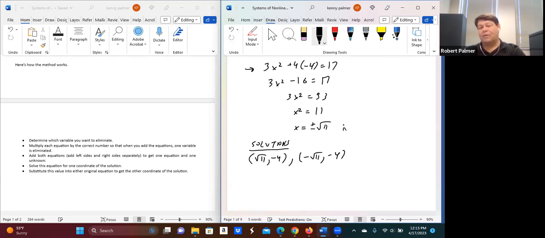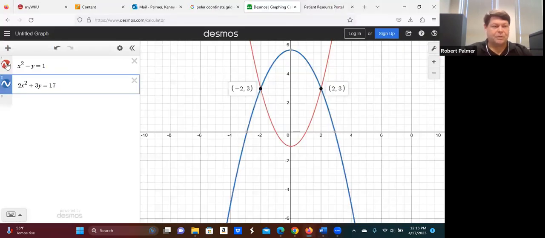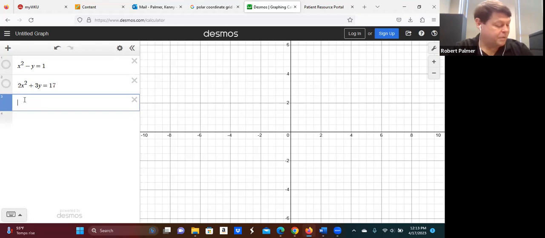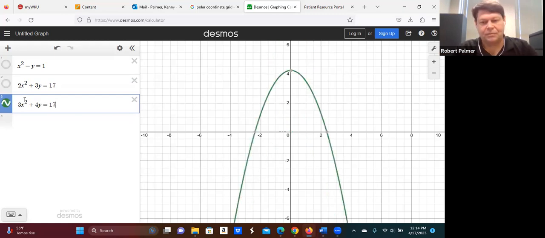Okay. And also the square root of 11 is approximately, let me use my calculator, approximately 3.32 to 2 decimal places. Okay, so let's go to Desmos and try that. Let's make sure it works. I'm actually turning these off in case we want them for later. Once again, these are both going to be parabolas because they have one variable to the first power and one variable squared. So 3x squared plus 4y is equal to 17.